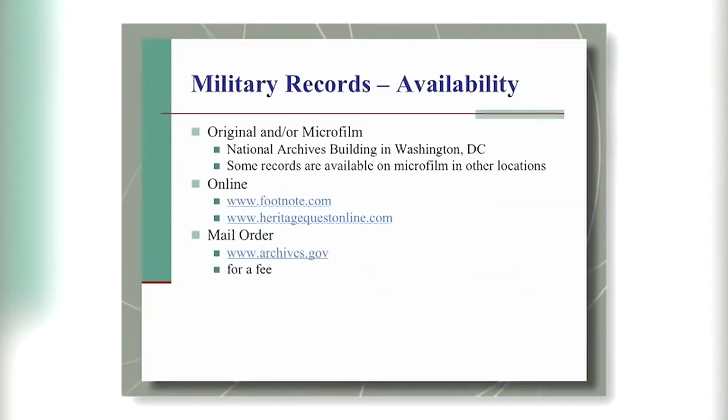Where you can generally find the records, of course all the textual records are available here at the National Archives building. The records that are available on microfilm and also online, you can also find on Footnote, Ancestry, or Heritage Quest online. And if you can't visit the National Archives in person, you can request the records through the mail using a traditional mail-in form that's also available to download from our website, www.archives.gov.